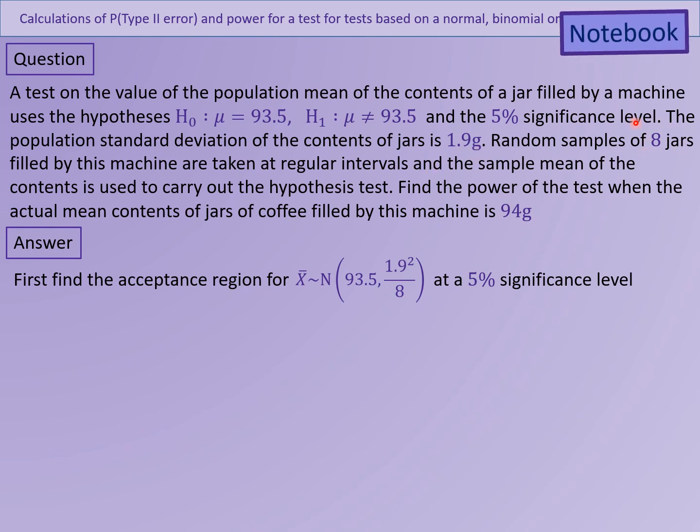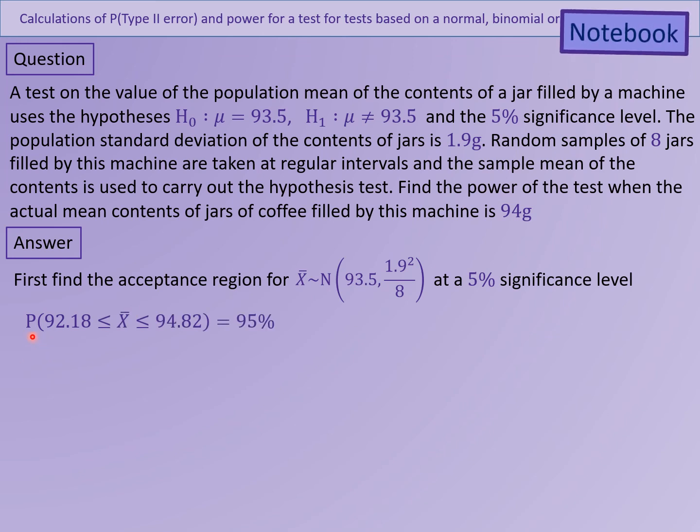But because it's a sample, that's going to be squeezed down by the sample size. So it's 1.9 squared to get the variance, divided by 8. And I've got a 5% level of significance, so that's going to allow me to work out my acceptance region for this normal distribution. Notice it's X bar because it's a distribution of the sample means rather than a distribution of each of the items.